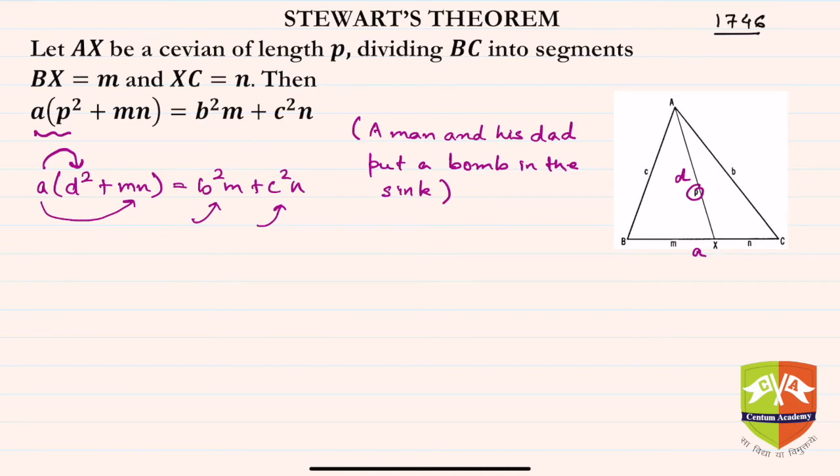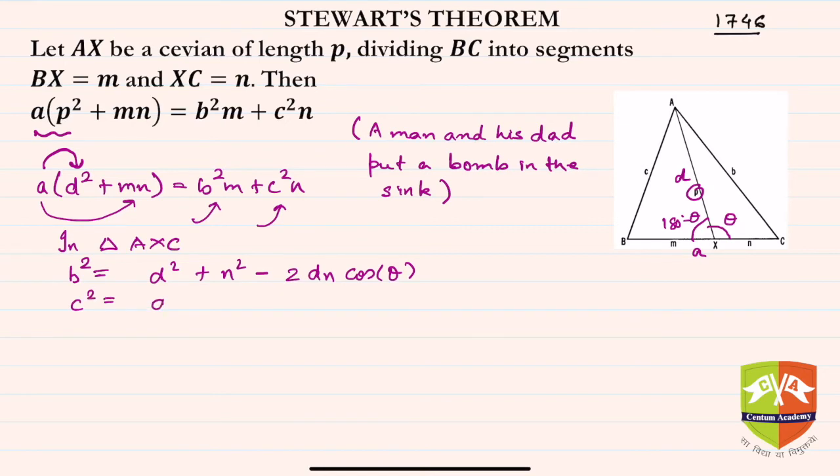Anyway, let's try and prove this theorem. We will be using the cosine rule to prove this very easily. I'm considering angle AXC to be theta, and angle AXB is then 180 degrees minus theta by linear pair. So what is B square? In triangle AXC, B square will be equal to D square plus N square minus 2DN cosine of theta. Instead of P, I'm now denoting it as D. And similarly, C square is D square plus M square minus 2DM times cosine of 180 degrees minus theta.